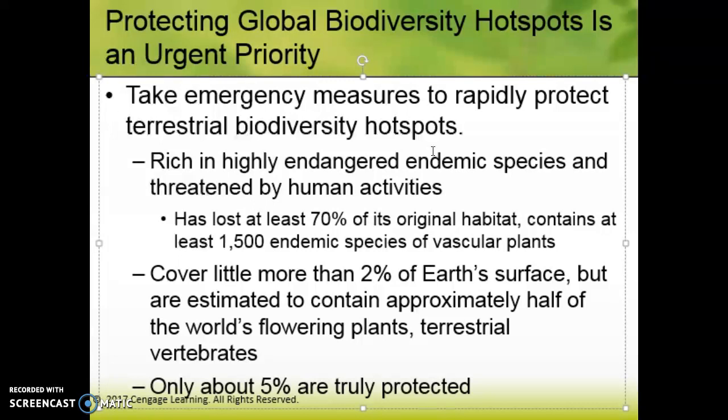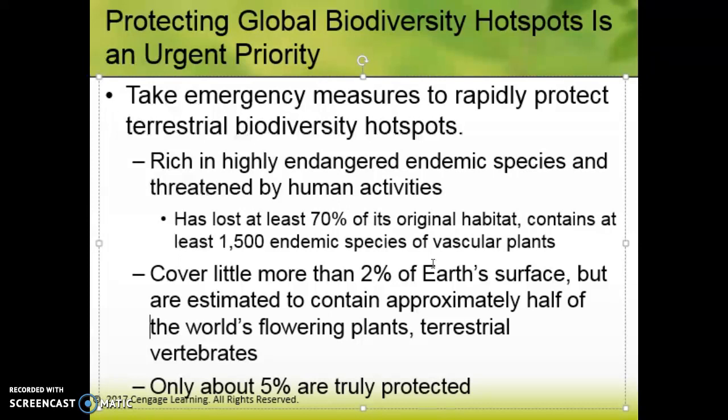So to be considered a hotspot, it has to have lost at least 70% of its original habitat and contain at least 1,500 endemic species of vascular plants. So each hotspot has at least 1,500 species that are found nowhere else, strictly of vascular plants. We focus on vascular plants because they're called vascular because they have a system to transport things like water, mineral salts, and sugars. So that's like they have veins. That's why they're called vascular. So some examples of those would be like ferns or pine trees, things along those lines.